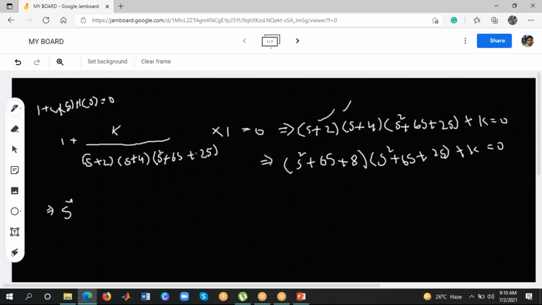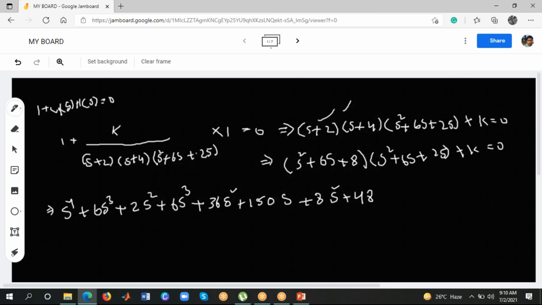We get s power 4 plus 6s cubed plus 25s square, plus 6s cubed plus 36s square plus 150s, 25 into 6 gives 150s, next 8s square plus 48s and 25 times 8 is 200, plus K equals 0.